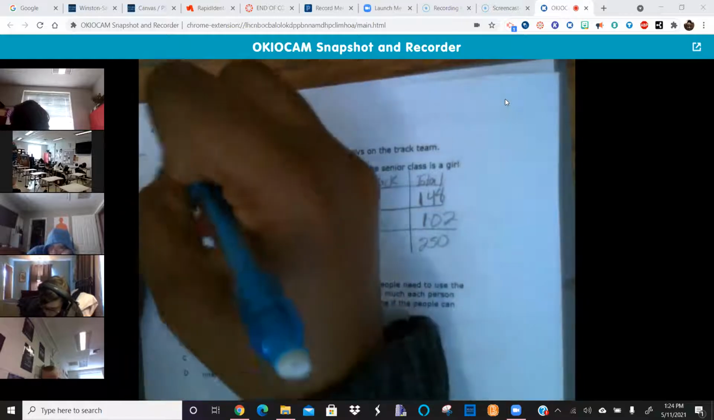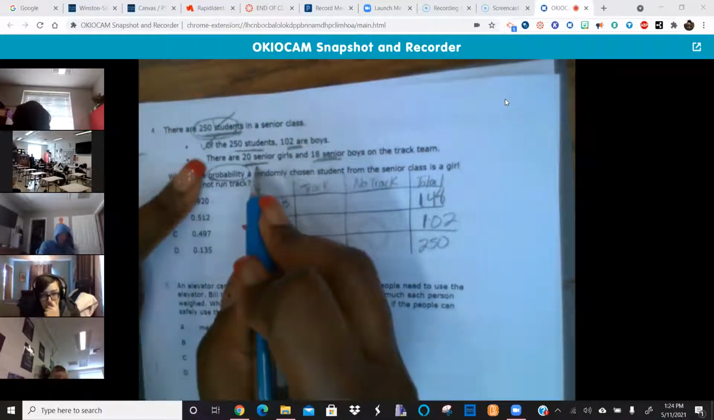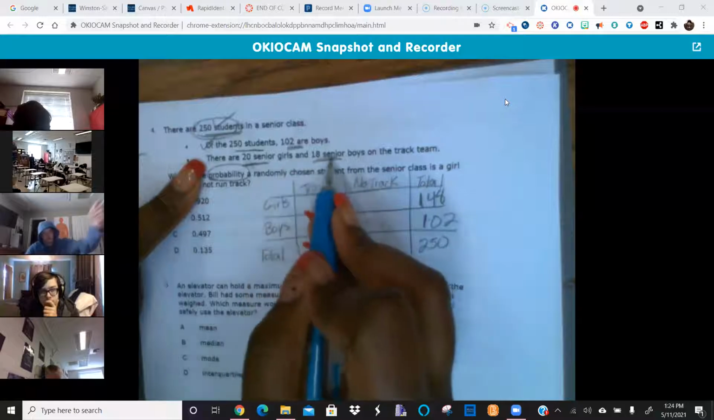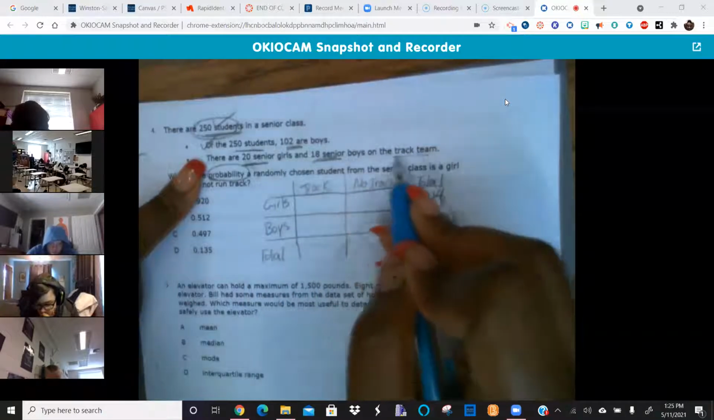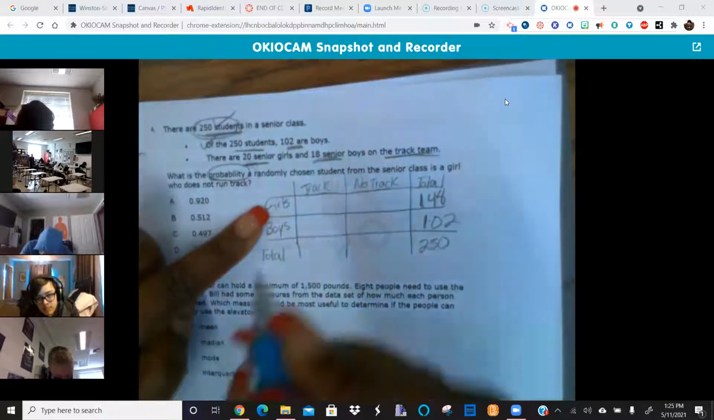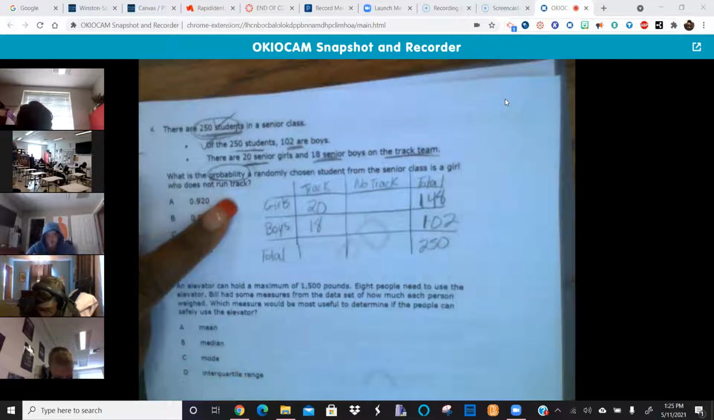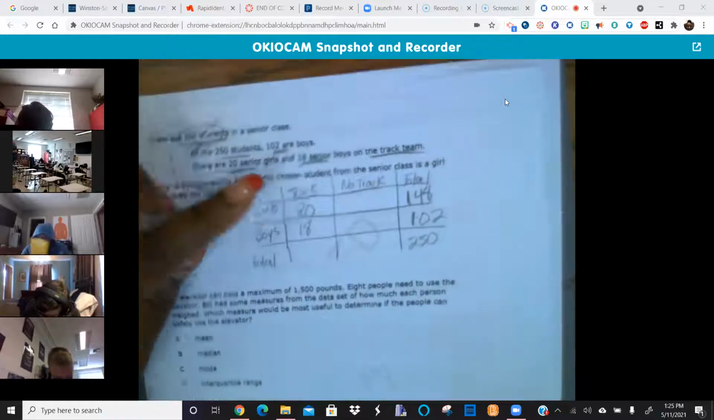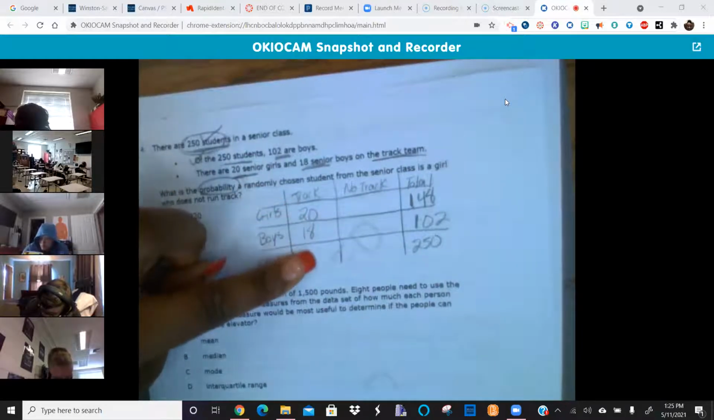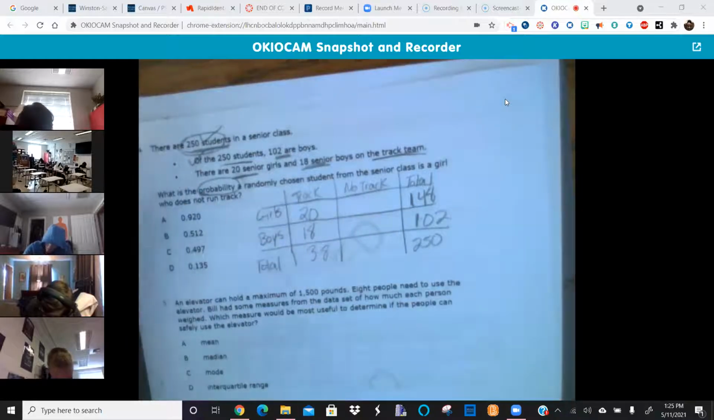Now, check this off. I got this, I got that. Now it says there are 20 senior girls and 18 senior boys who are on the track team. So you can infer they run track. If they're on the track team, they run track. So how many girls run track? 20. How many boys run track? 18. So the total number of students that run track, when you add the girls and the boys together, this is 8, this is 3, so it's 38. 38 students in all run track.